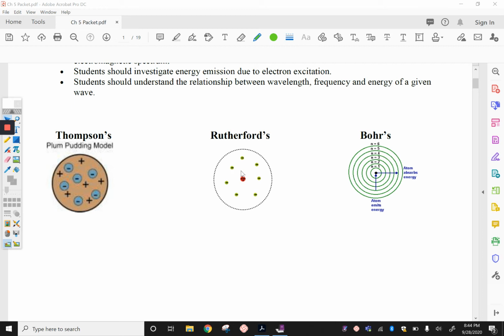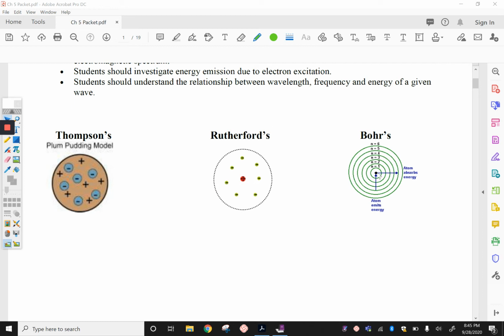Then we went on to Rutherford's model. Remember, he did the gold foil experiment and found out that the atom is mostly empty space with a very, very, very tiny nucleus. Remember, we said if the nucleus was the size of a tennis ball, then the rest of the atom is a mile in diameter. Or if the nucleus is a quarter, then the rest of the atom is a football field. So very small, dense nucleus. At the time, they only had protons there. And then the rest of the atom is mostly empty space with the electrons kind of orbiting around.